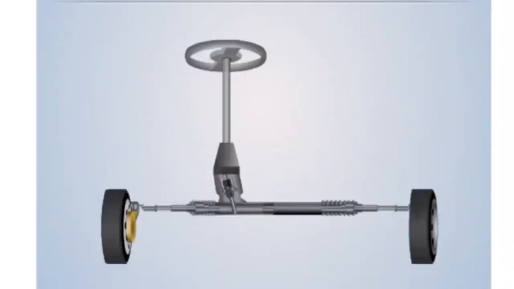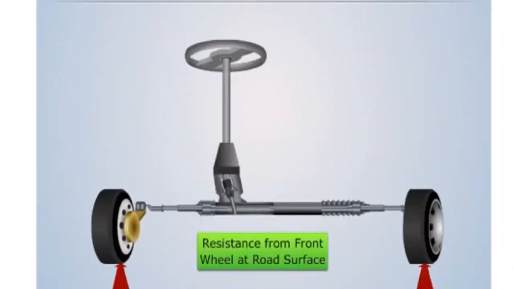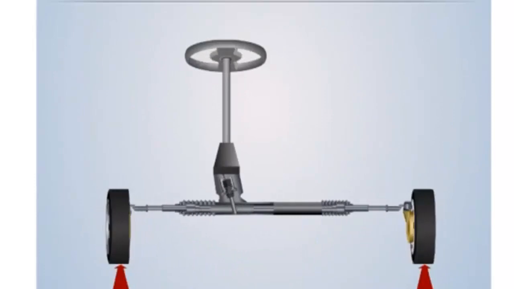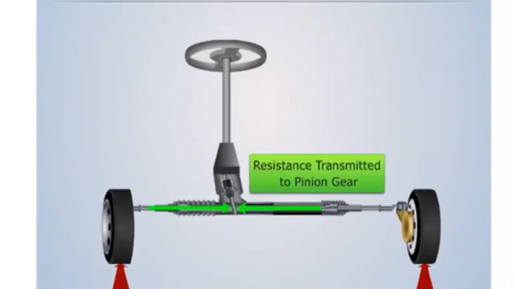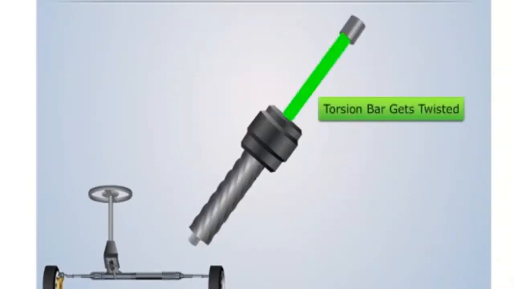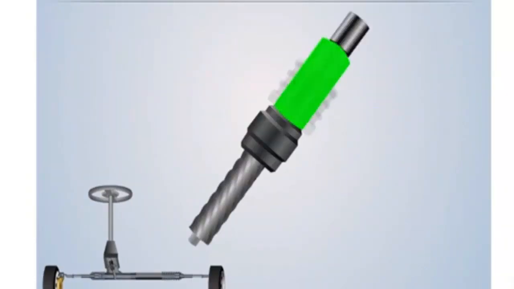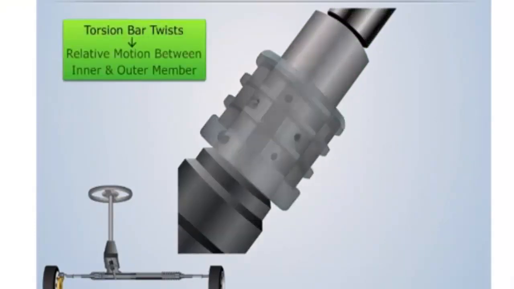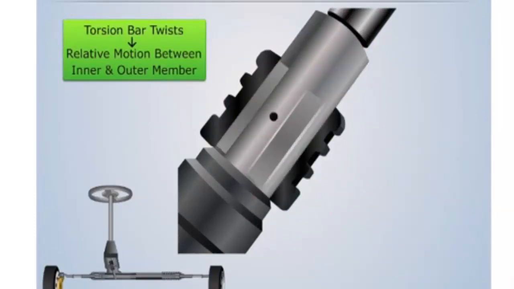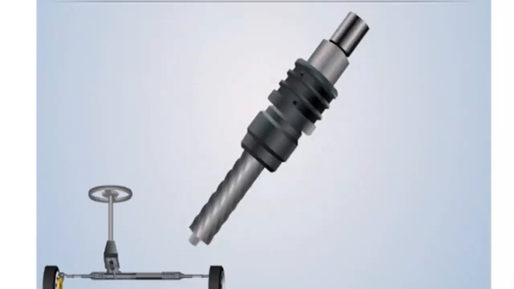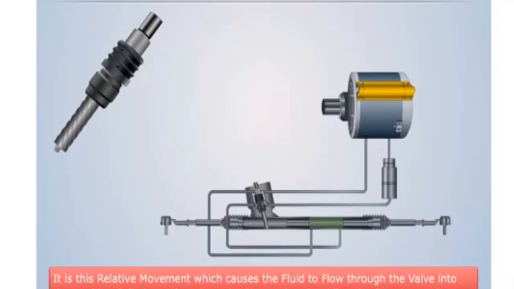Now when the steering wheel is turned, there is resistance from the road surface. This resistance is transmitted back to the pinion gear, which causes the input shaft to twist slightly on the torsion bar. As the inner member is also attached to the input shaft, this twisting provides a relative movement between the inner and the outer member of the rotary valve. It is this relative movement which causes the fluid to flow through the valve into the working cylinder and work on the piston, providing the steering assistance.